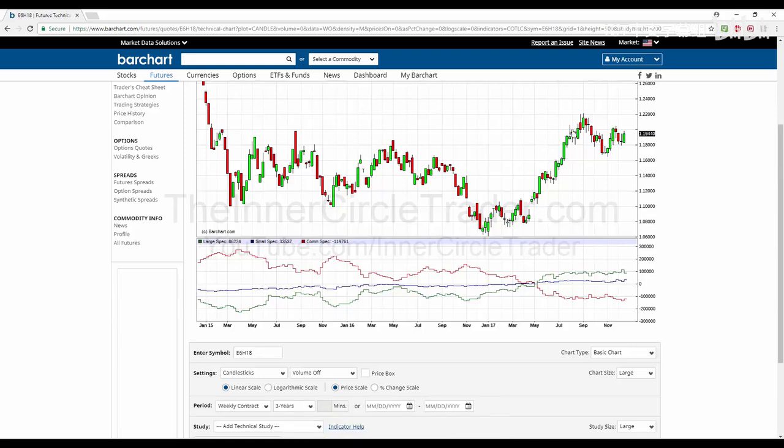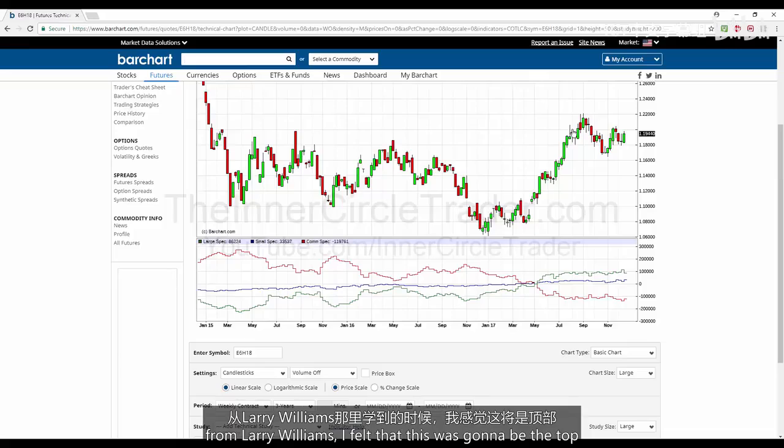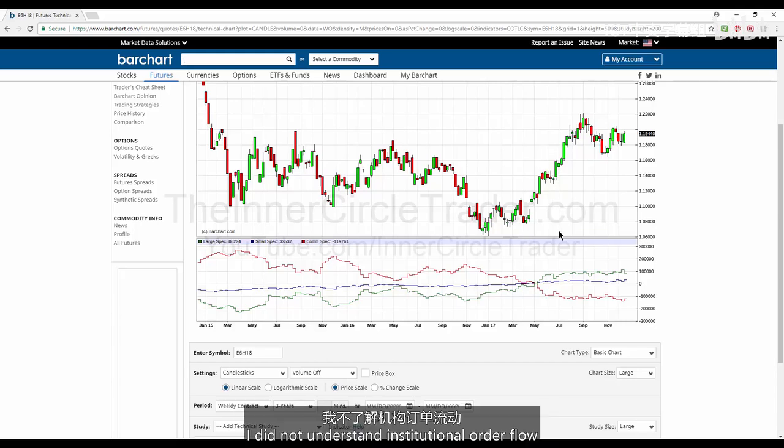The problem is, when I learned this concept from Larry Williams, I felt that this was going to be the top. As soon as this happened, this would be the top and it should drop down. I did not understand institutional order flow where the orders need to be tagged first. So there has to be some measure of liquidity ran out, which we see here. Then a net short position by the commercials would be significant or noteworthy.